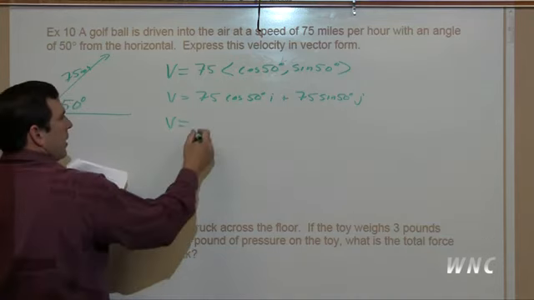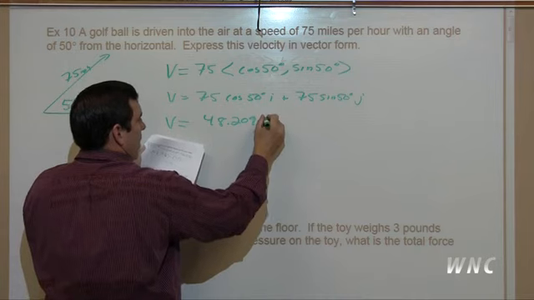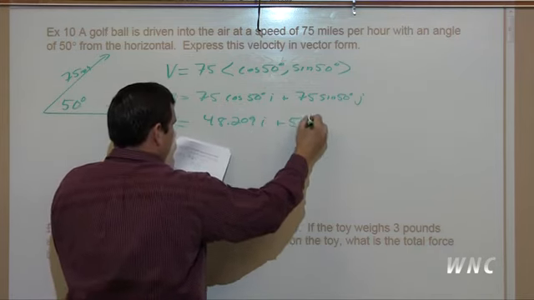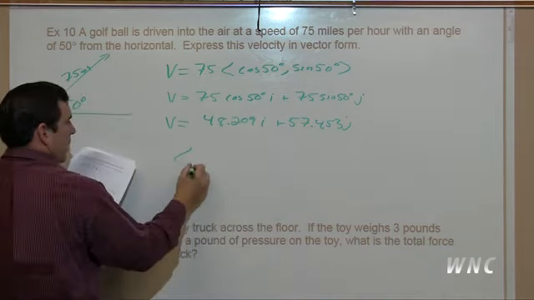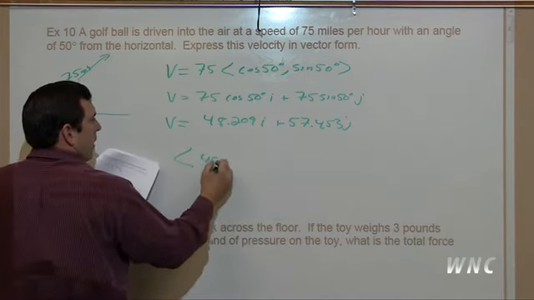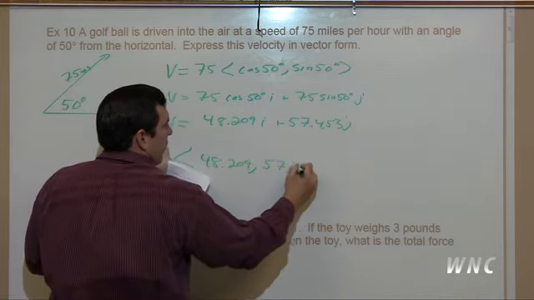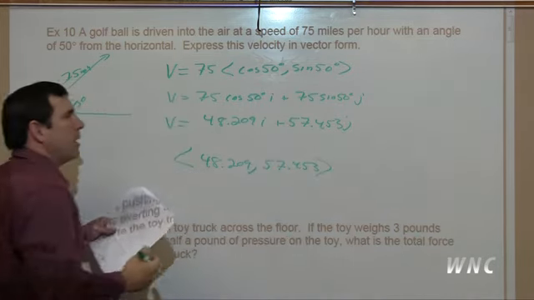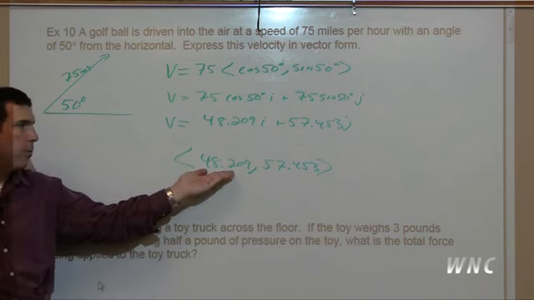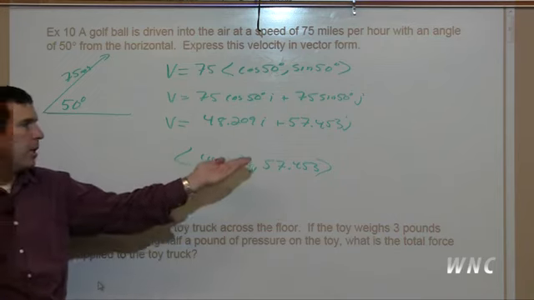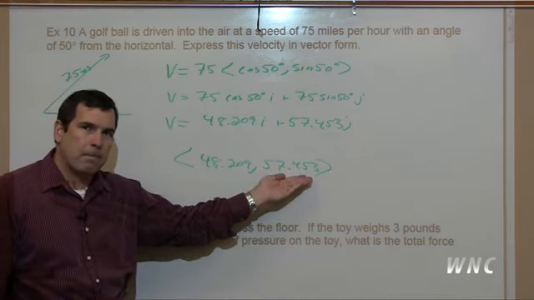So put this in the calculator, and you're going to end up with 48.209 i plus 57.453 j. And in component form, 48.209 comma 57.453. So what this means is, in the horizontal direction it's going 48.209 miles an hour. In the vertical direction it's going 57.453 miles per hour.